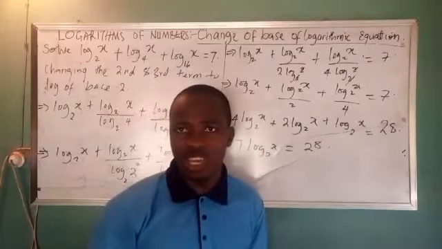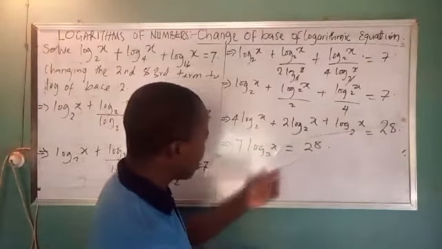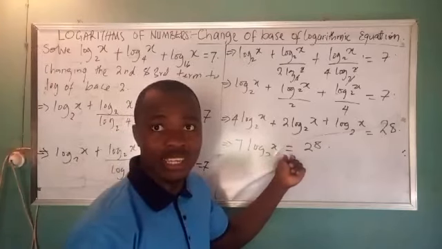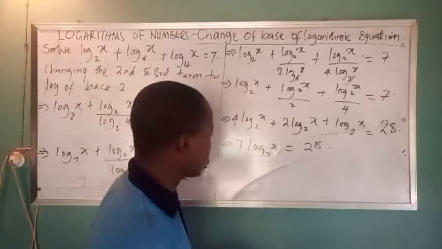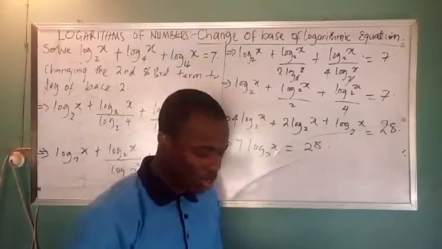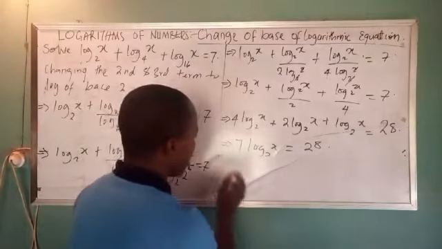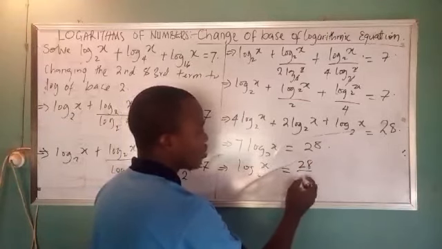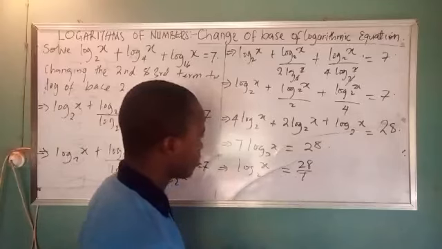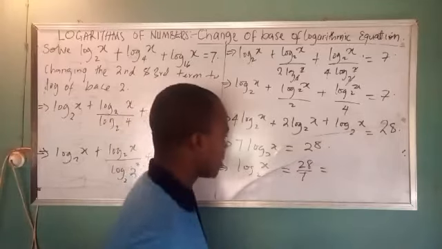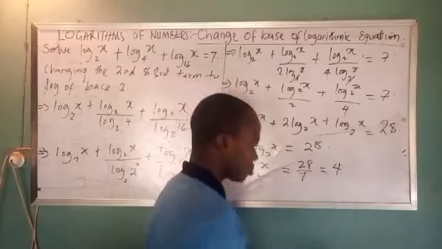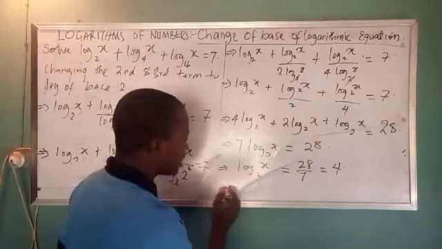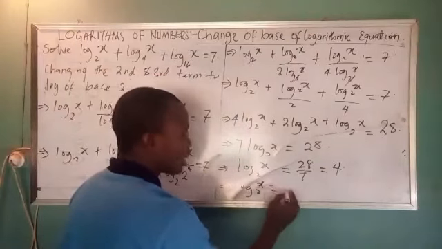So now, what are you going to do here? You are trying to make x the subject of the formula. You are looking for the value of x. The next thing to do here is to divide both sides by 7. So dividing both sides by 7, we have log x base 2 equals 28 over 7. 28 over 7 gives 4. So automatically it means log x base 2 equals 4.